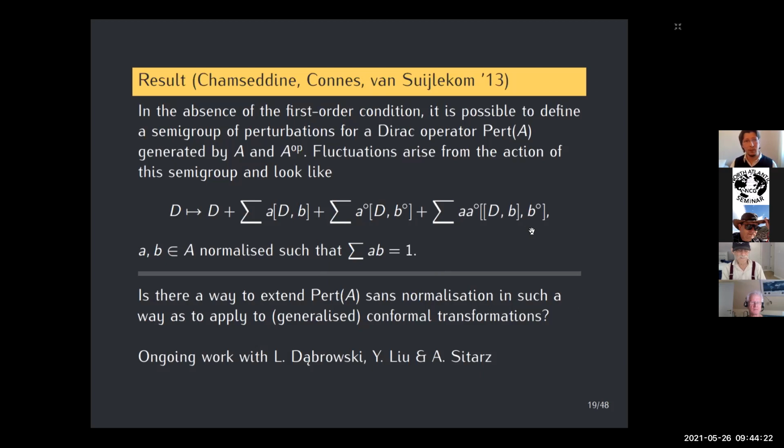I know there was a preprint that came out quite recently, a couple of months ago, by Martinetti and Zanchettin, which extended this result also to the twisted spectral triple case. But anyway, this is all ongoing work, like I mentioned, with Ludwig Dąbrowski, Yang Liu, and Andrzej Sitarz.